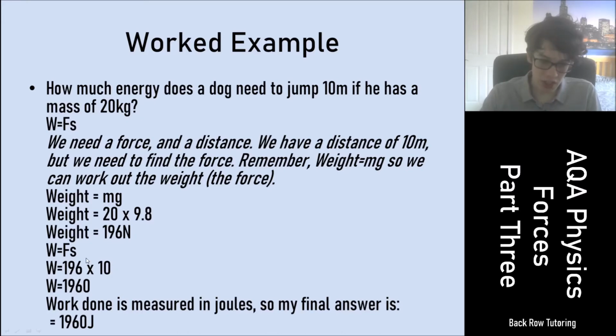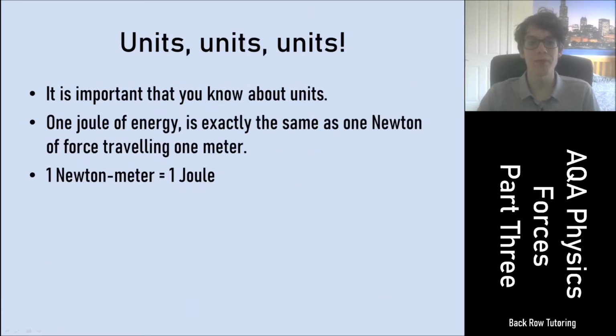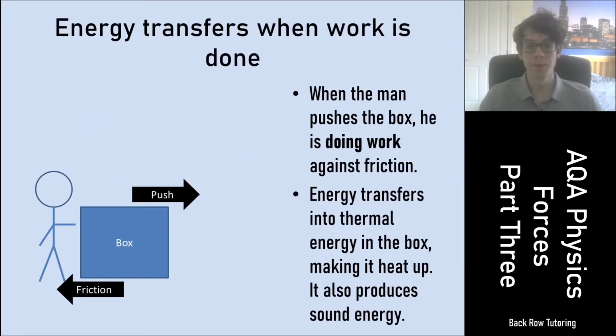Write out our equation again. Work done is force times distance. Well, that's just 196 multiplied by 10. Meaning our work done is 1,960. Work done is measured in joules, so our final answer is 1,960 joules. It's really important that you know about units. 1 joule of energy is exactly the same as 1 newton of force travelling 1 metre. So 1 newton metre is just the same as 1 joule.